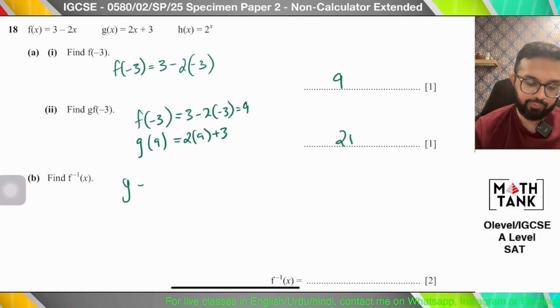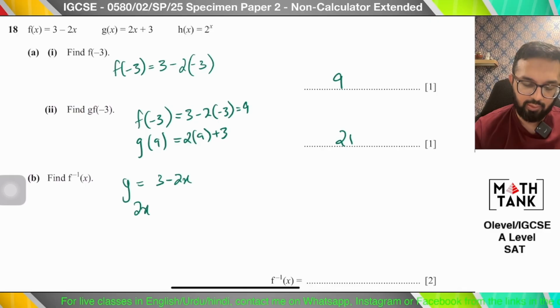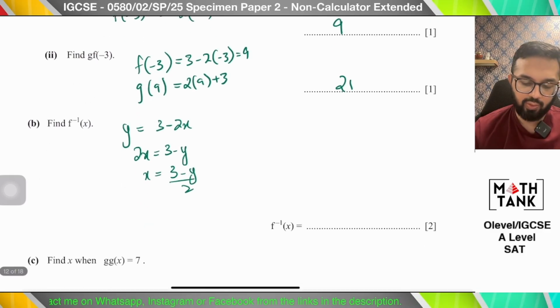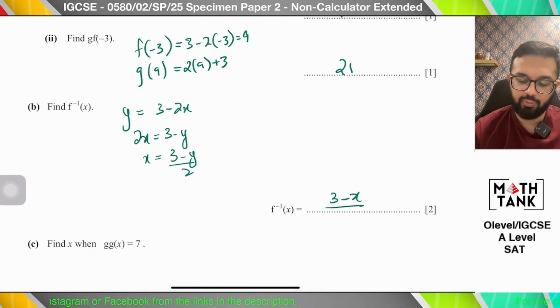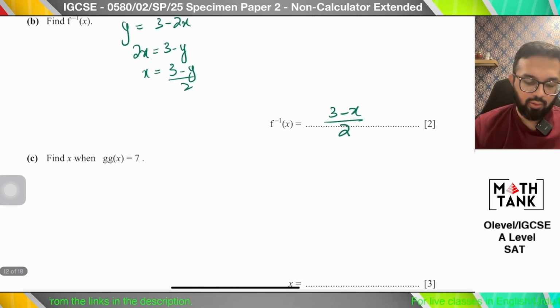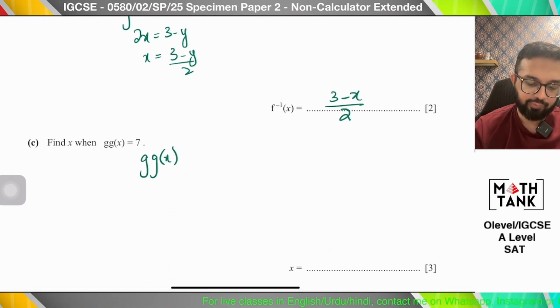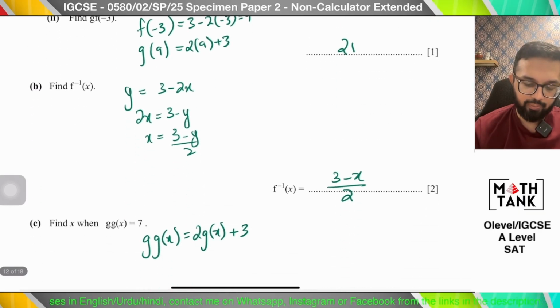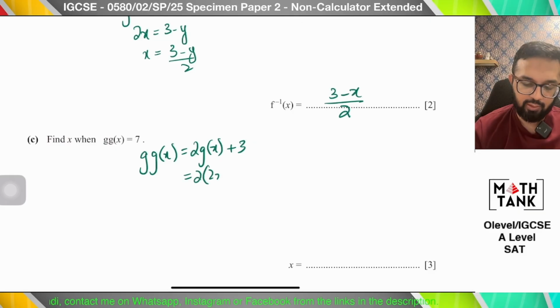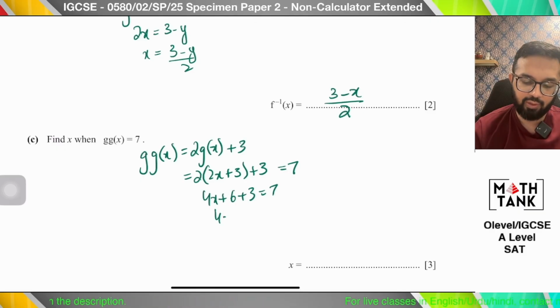Inverses are simple. You try to make x the subject. Okay, so you can write f inverse of x is basically 3 minus x divided by 2. G of x is 7, so I will have to construct g of x. Okay, that's my first step. That's my second step. I want this to be equal to 7, so 4x plus 6 plus 3 equals 7. So 4x equals minus 2, x equals minus half.